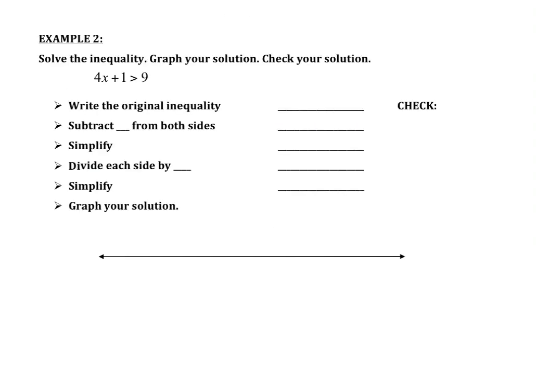All right, let's try the next one. We have 4x plus 1 is greater than 9. Again, my goal is to get x by itself, so the first thing that I need to do is subtract 1 from both sides. That gives me 4x is greater than 8. Then between the 4 and the x is multiplication, so I undo multiplication with division. So I'm going to divide each side by 4. Which gives me x is greater than 2.